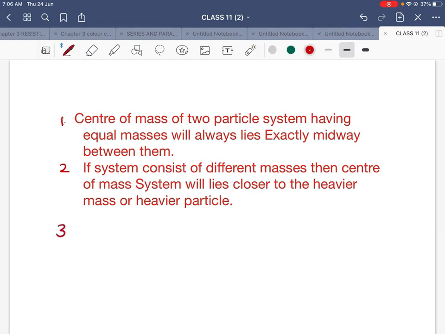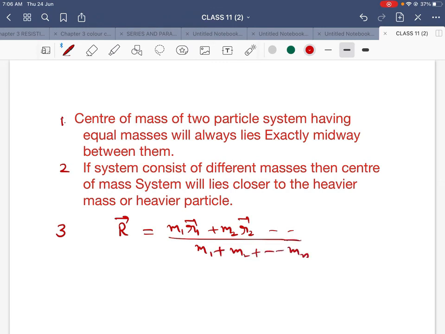And third point, if there is a discrete distribution of masses, then the position of the center of mass is given as m1 r1 plus m2 r2 plus so on, divided by the total mass, that is m1 plus m2 plus so on up to mn. This is all about today's lesson.